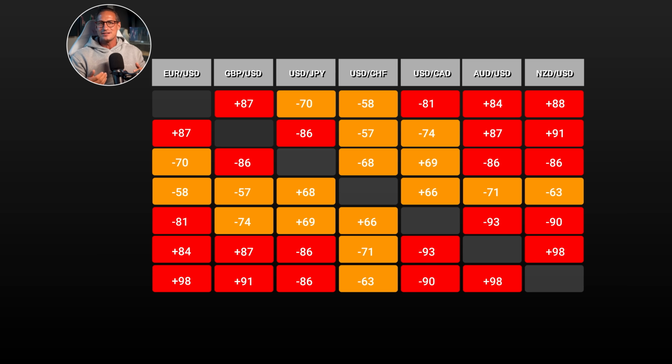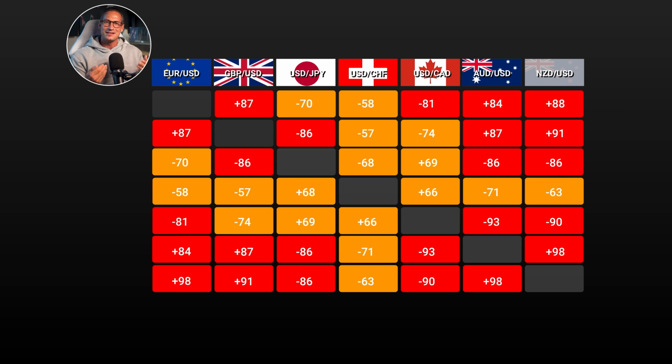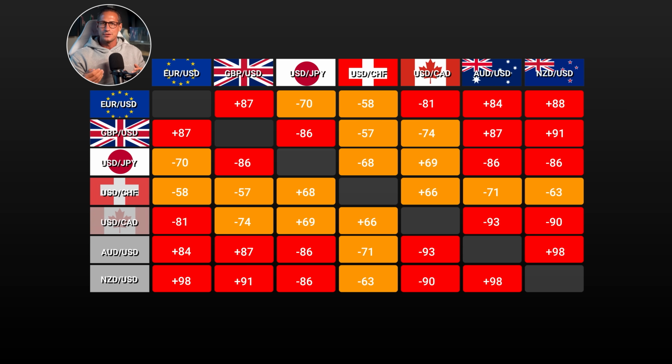Let's look at the correlations between the 7 Forex majors. We have 7 columns: Euro, British pound, yen, franc, Canadian dollar, Aussie dollar, and the New Zealand dollar. The same goes for the rows, 7 rows with the exact same pairs. So the first takeaway: the correlation matrix has to be square.